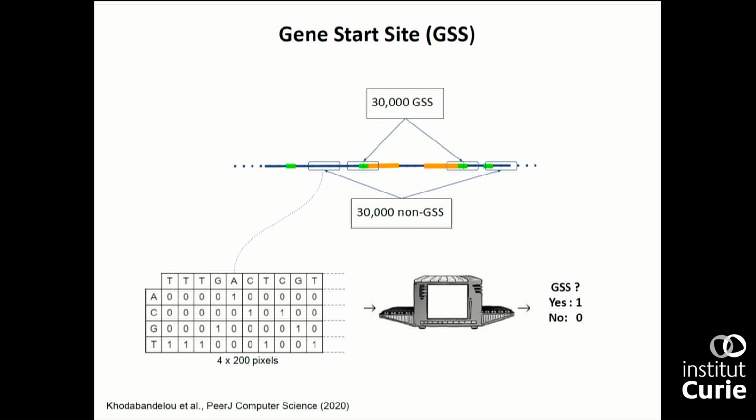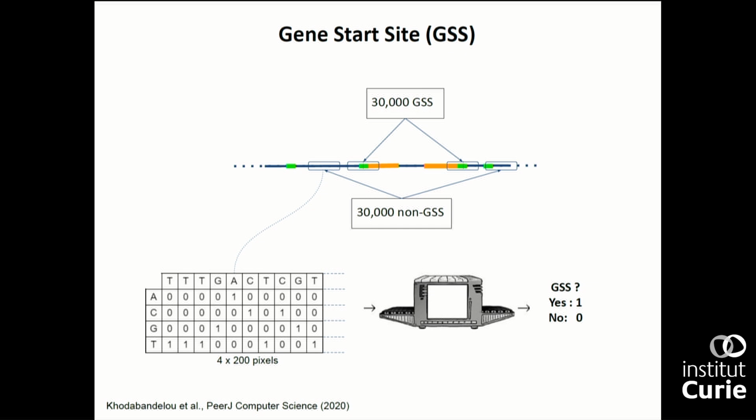So the question will be: if I give you, let's say, a 200 base pair sequence, which is centered on gene start sites, can you make a machine learning algorithm, a deep learning model, which will tell me if this sequence is a gene start site or not?